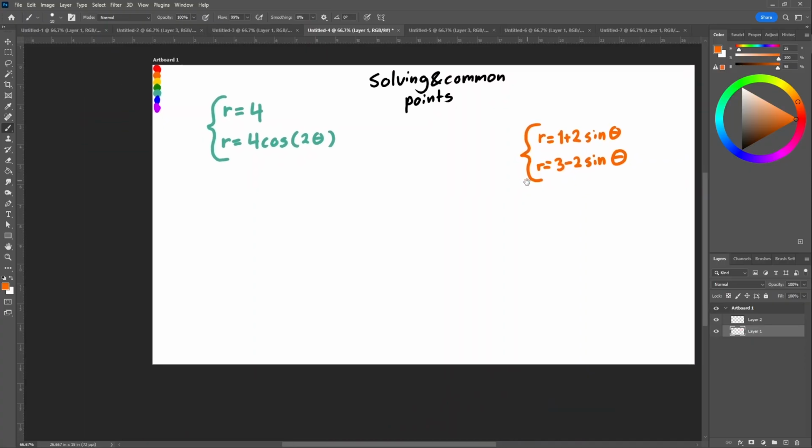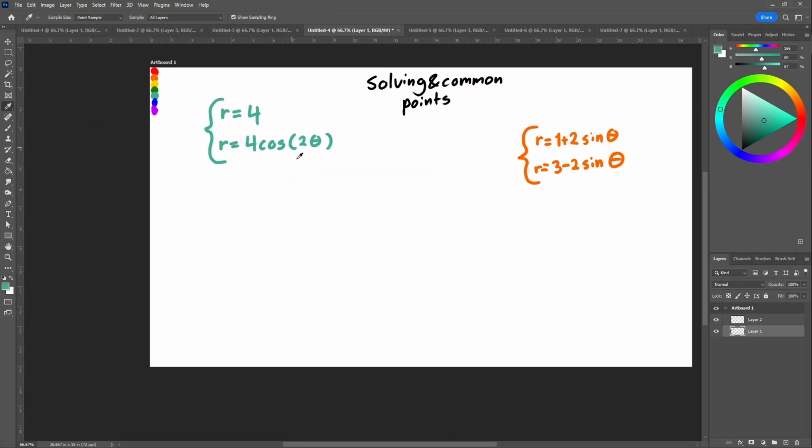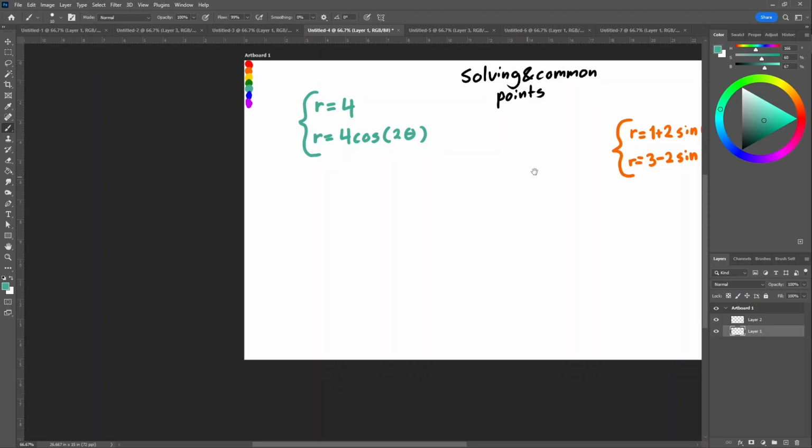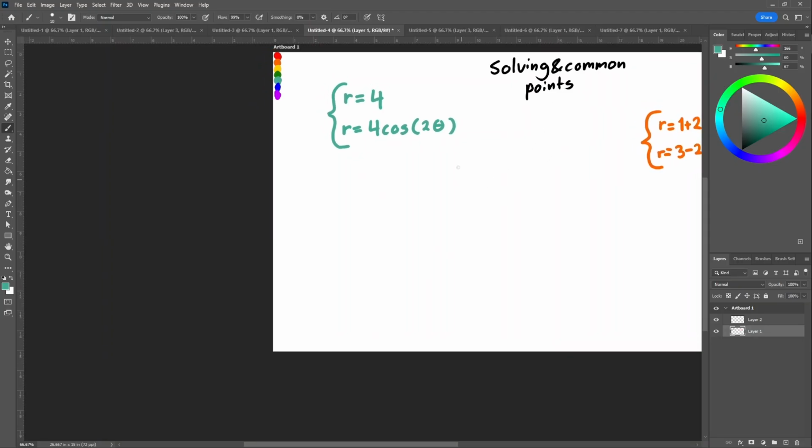Solving for common points. Oh, this is lovely. Well, since we're able to graph polar, we're also going to be wanting to solve polar systems of equations. So if we were to try to regularly solve this, we can see that r is equal to 4 and r is also equal to 4 cosine 2 theta. We can probably just substitute 4 for r, and that would be a very straightforward way into getting into this.